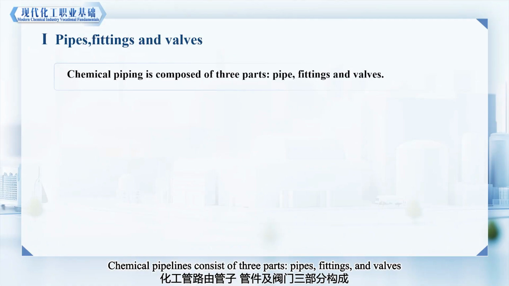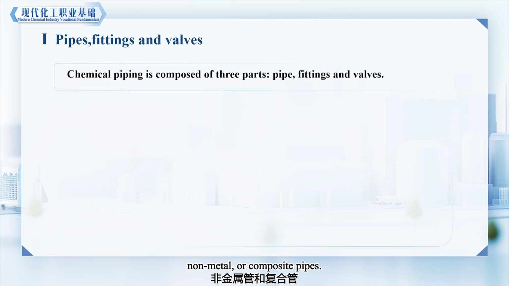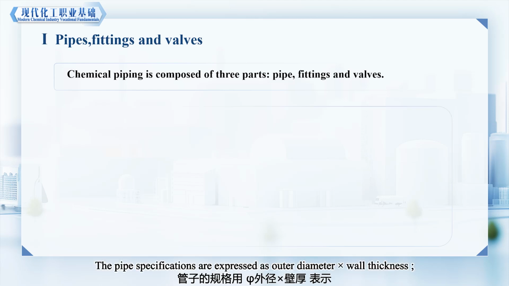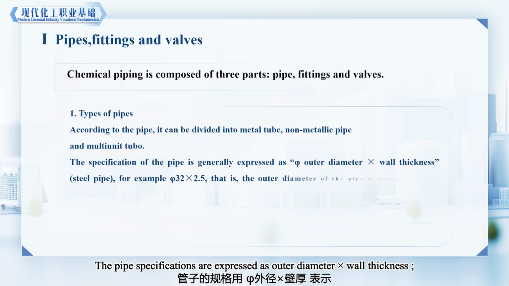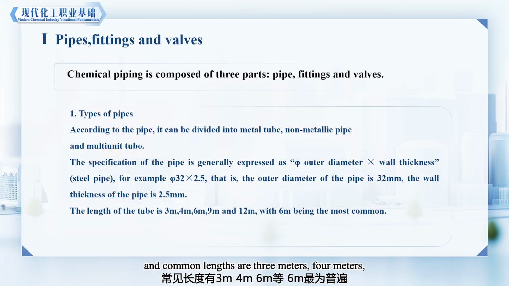Chemical pipelines consist of three parts: pipes, fittings, and valves. First, pipes. Depending on the material, they are classified as metal, non-metal, or composite pipes. The pipe specifications are expressed as outer diameter by wall thickness. For example, 32 by 2.5 means a 32 mm outer diameter with a 2.5 mm wall thickness, and common lengths are 3 meters, 4 meters, or 6 meters, with 6 meters being the most common.